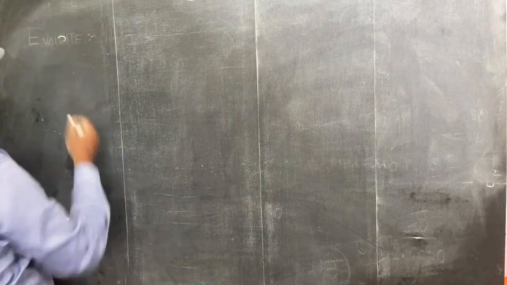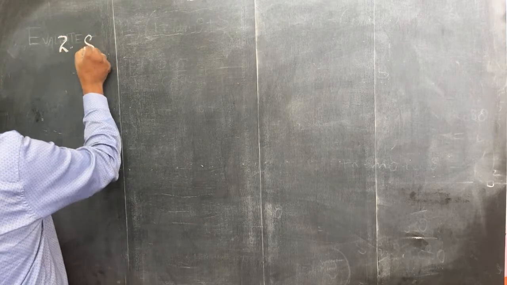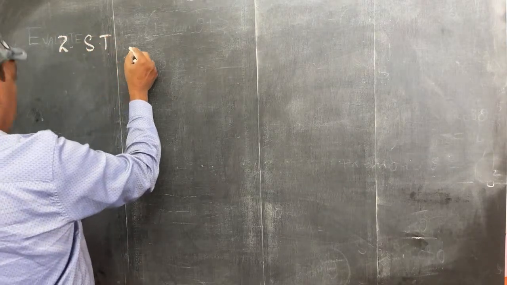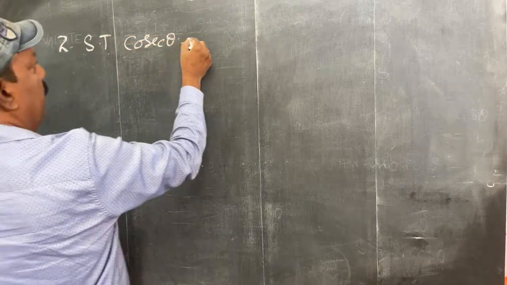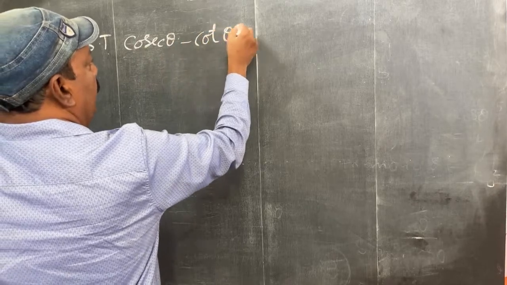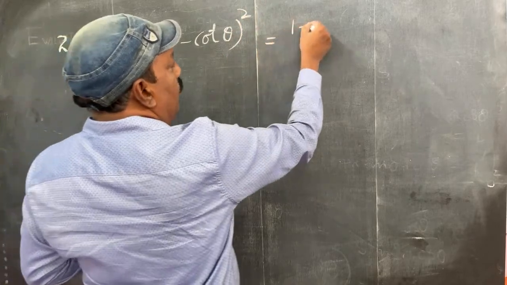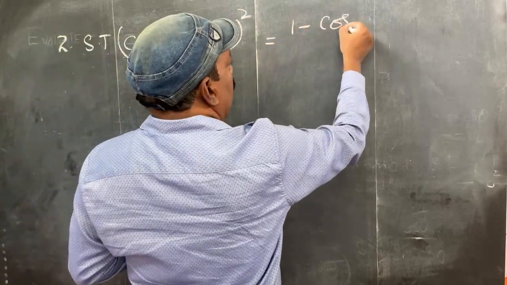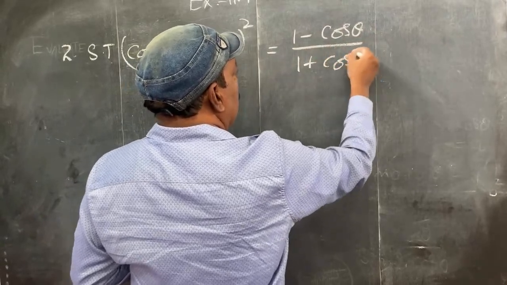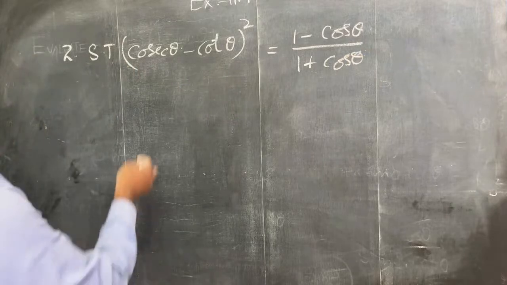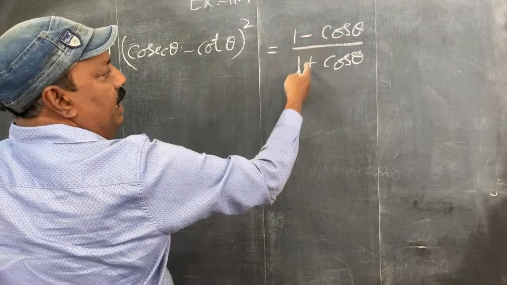Next, one more sum here. Second sum: show that (cosecant theta minus cot theta) whole square is equal to (1 minus cos theta) by (1 plus cos theta). Here the most interesting part is that it is asking to convert this form into (1 minus cos theta) by (1 plus cos theta).